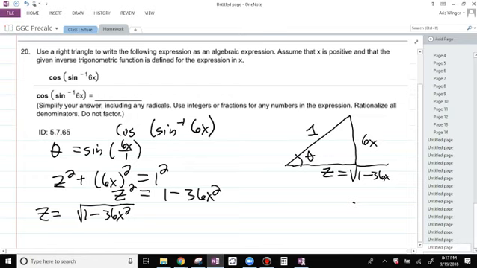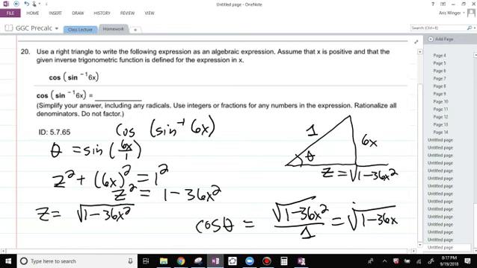I flew through that. Let me take any questions on that. Right, so Pythagorean theorem, that of course is a right angle. So z squared plus 6x squared equals 1 squared. We're solving for z. Now that we have the adjacent side, we can clearly take the cosine of the angle. The cosine of that angle then is the adjacent over the hypotenuse. I want you to put that in. Okay?